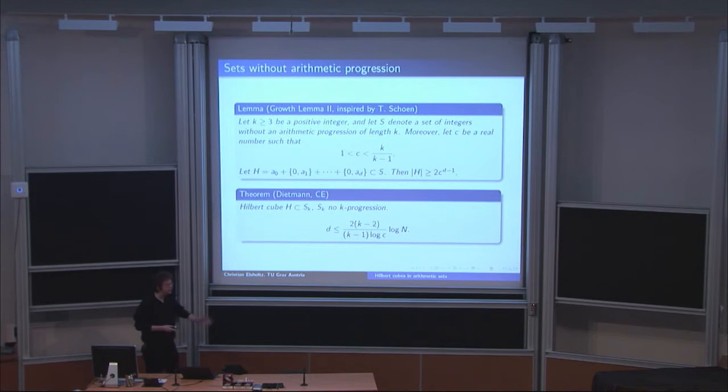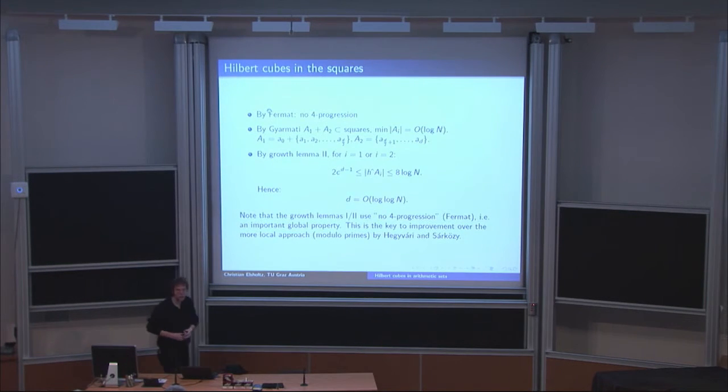And it's an immediate application: for sets S without k-term progressions, we immediately get an upper bound of size d. D is less than a constant times log n. It's only log, but for this question it's best possible apart from the constant. So for this question, S doesn't contain k progressions, log n times a constant is the best you can do. One can construct examples. But anyway, coming to the Hilbert cubes and the squares now, having said all this, it's really now straightforward.